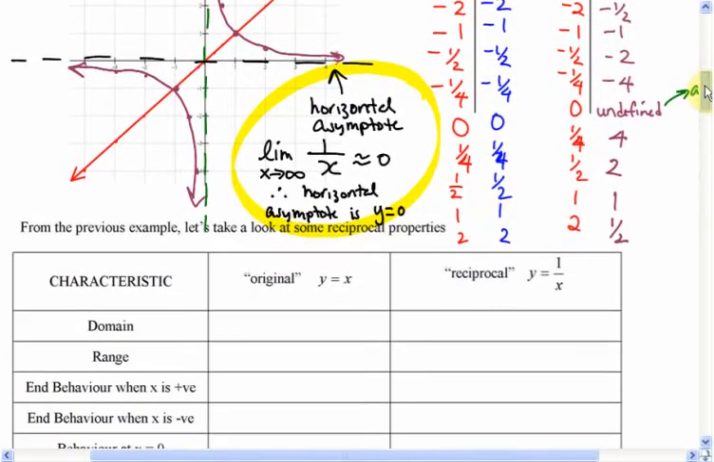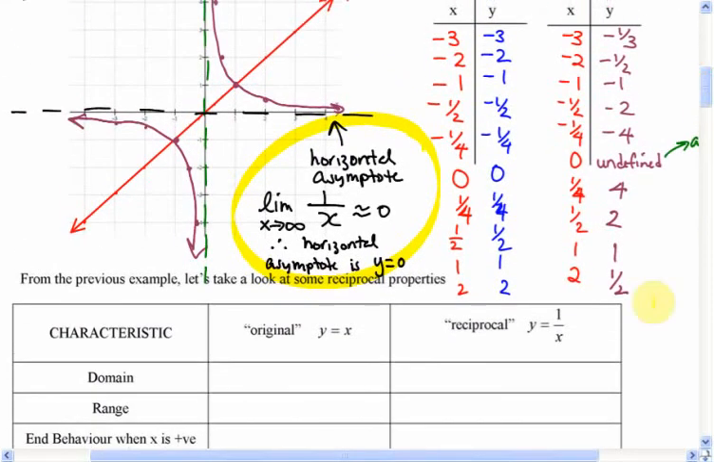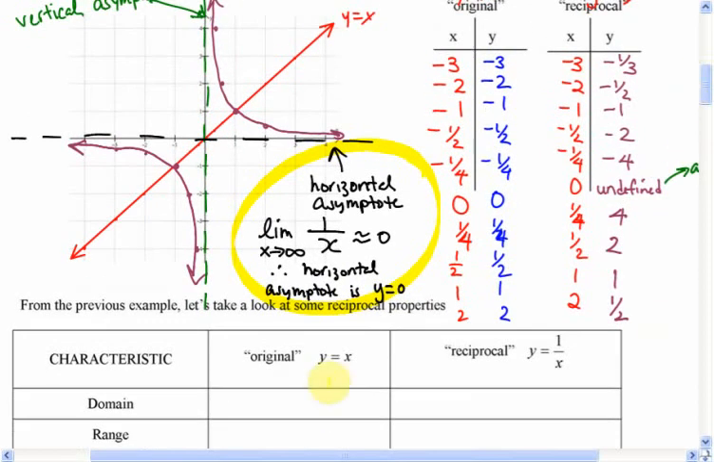Now, can you tell me about the domain and range, first of all? Let's look at the domain of the original function y equals x. Can someone tell me what that is?